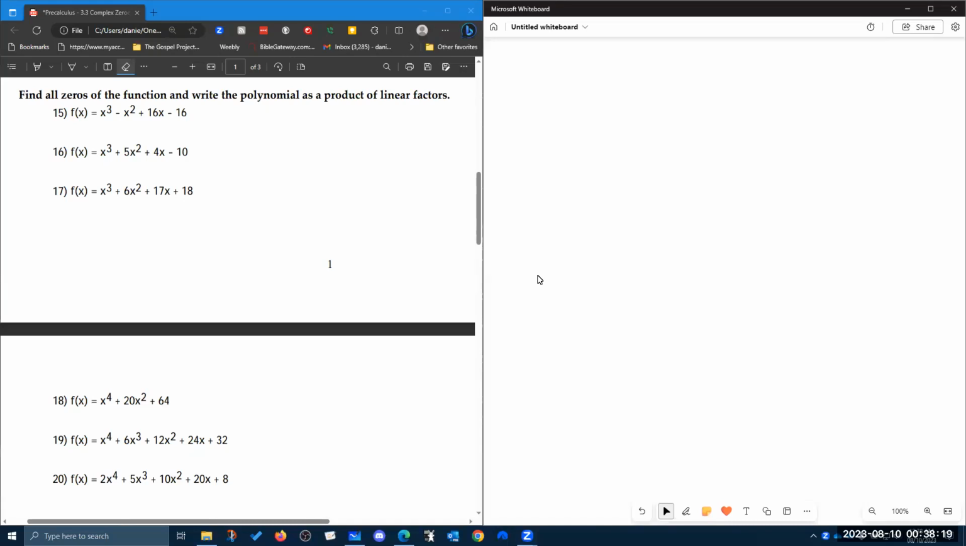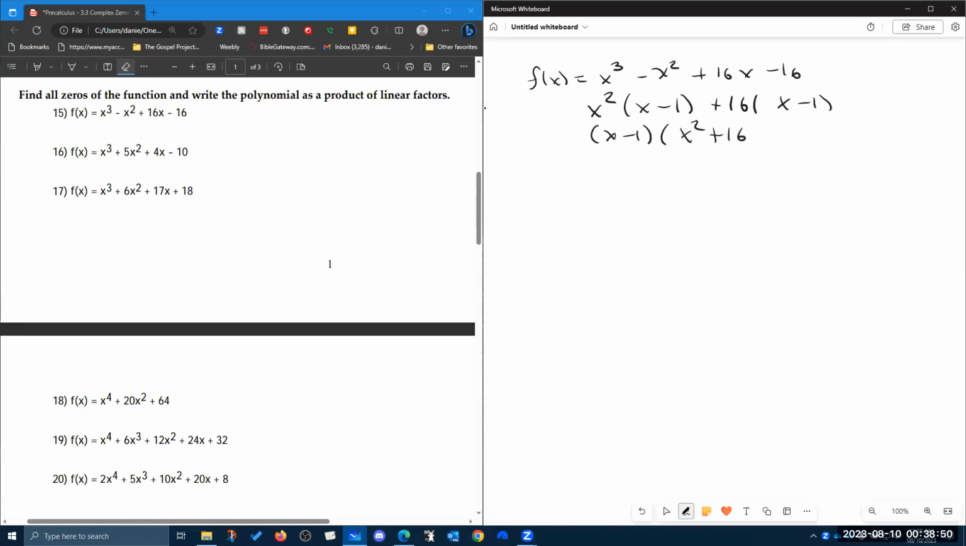In this video, we're going to find the complete linear factorization of a polynomial. I'm going to start off with f of x equals x to the third minus x squared plus 16x minus 16. I see that this one can be factored by grouping. That gives us x minus 1 times x squared plus 16.